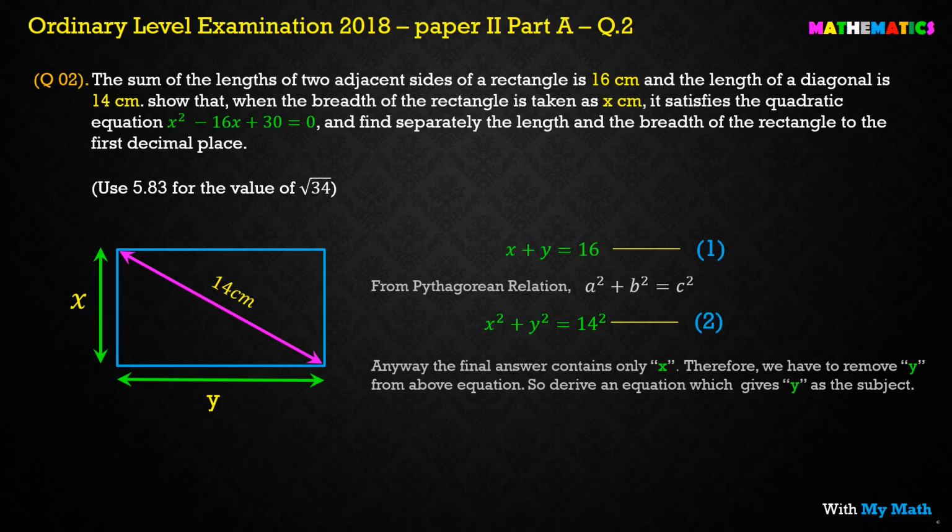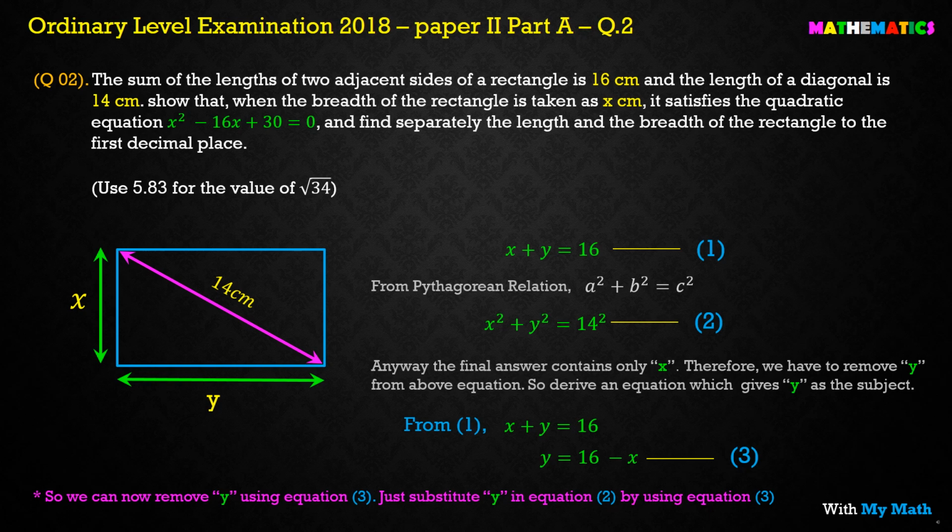So derive an equation which gives y as the subject. I'm using equation 1. Therefore I write here, from 1 I can make y the subject. So 16 minus x equals y. I put it as 3. Now remove y using equation 3: just substitute y in equation 2 by using equation 3. Let's see how we'll do that.